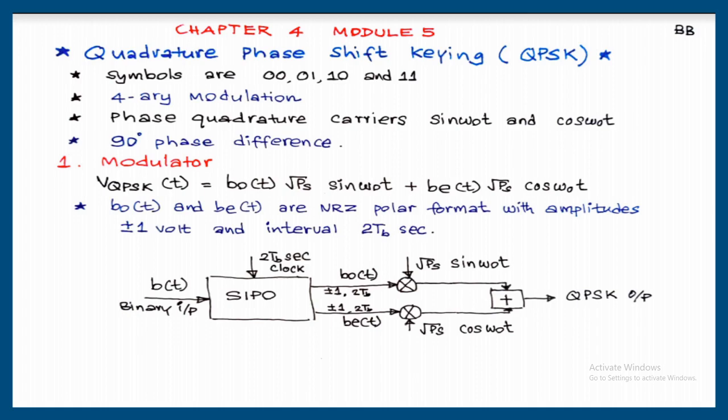According to that expression, odd bit is multiplied with root PS sin omega 0t, even bit is multiplied with root PS cos omega 0t. This is considered as one BPSK modulator. Second multiplier is considered as another BPSK modulator. So from two BPSK signals, we are going to generate the QPSK signal.